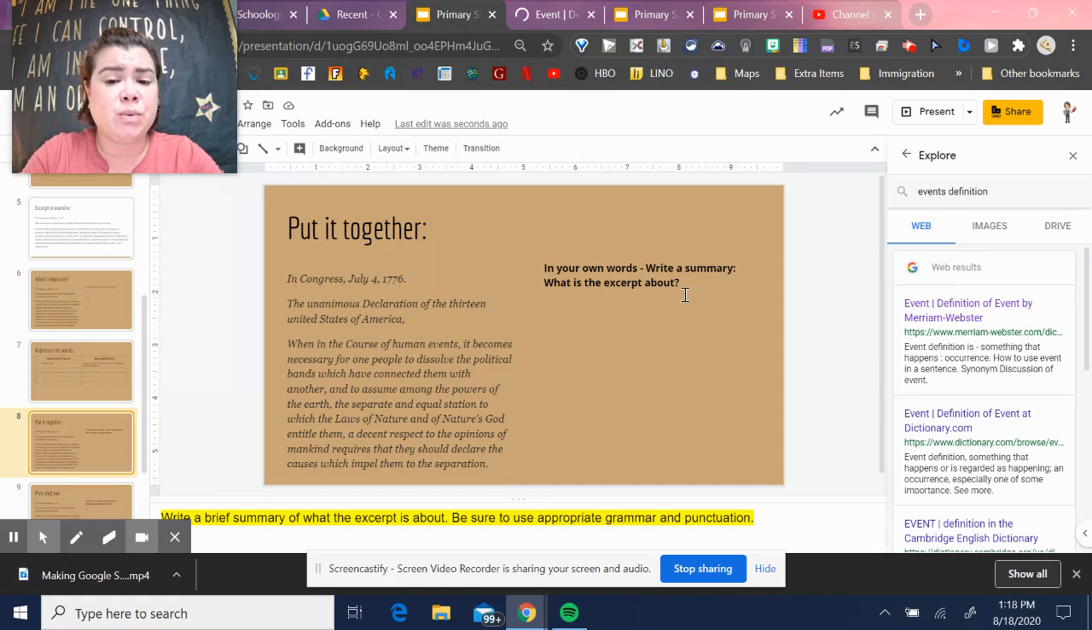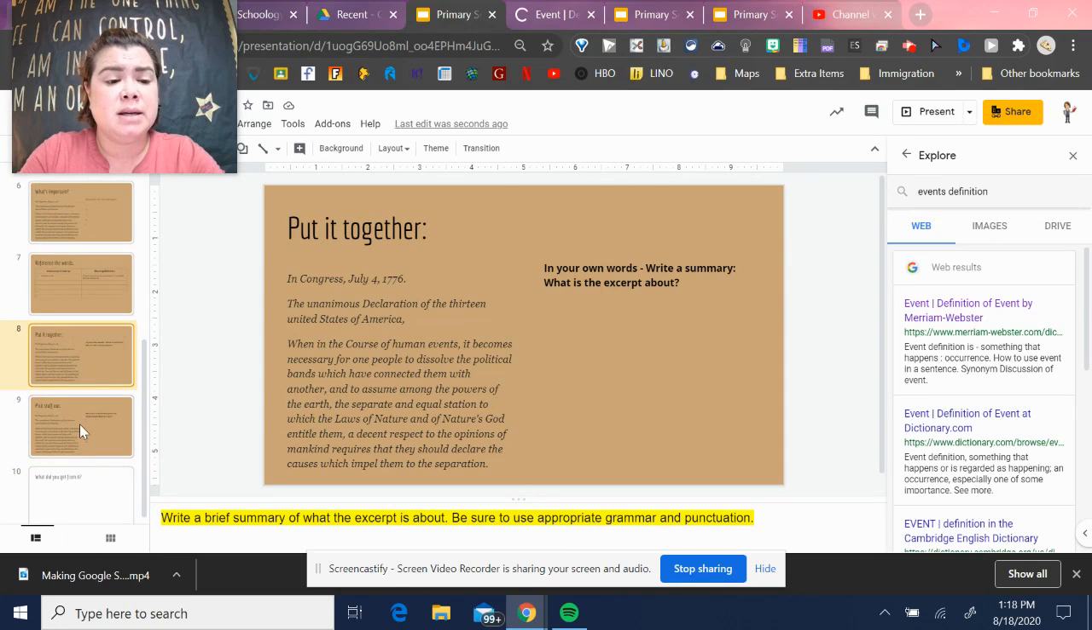And then you're going to put into your own words a summary about what it is stating. What is the excerpt stating? It doesn't need to be nearly as long. You just need to make sure it's a complete summary that explains the information of the excerpt, and it needs to be in your own words, okay? Be sure to use appropriate grammar and punctuation when you do that.